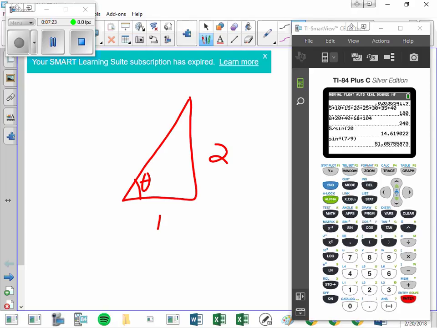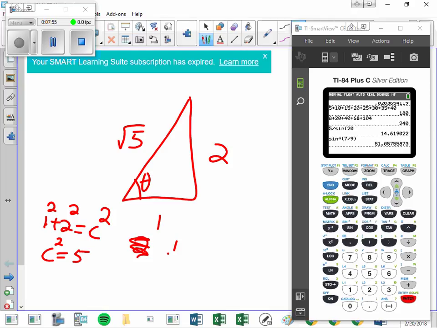I have 1 squared plus 2 squared equals c squared. So 1 squared is 1, 2 squared is 4. So c squared equals 5. So this is the square root of 5. And then you have a theta. So problem number 1, what is the cosine of theta? 1 over the square root of 5, which turns into root 5 over 5. Yep.